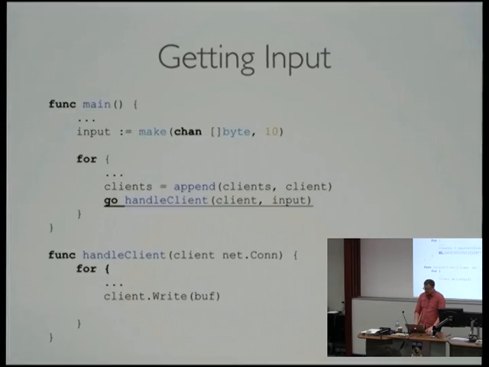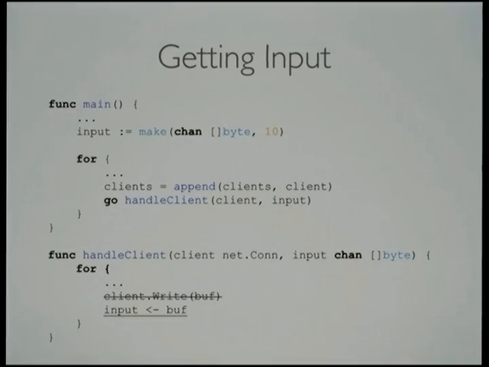We're next going to add this to our handle client, pass it down. You can pass channels like any other variables. They're variables like any other. So we're going to pass that end of the channel into our handle client function, which we then have added to our function signature. But now we're going to say, you know what? We're not going to echo this back to the client. We're not going to write back to the client. We're going to send this buffer back into the input channel.